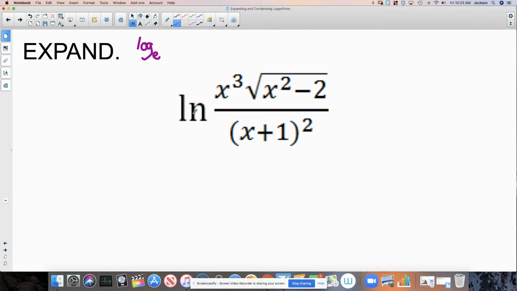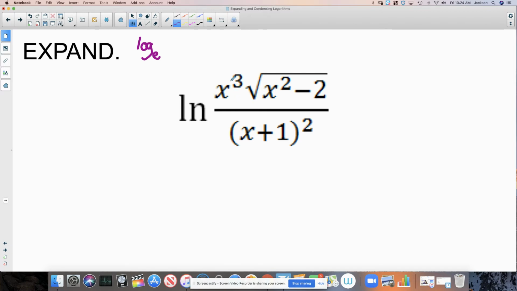Okay. So keep that in mind. Ln represents the natural log, or the log of base e. Now, inside this log, we have this quotient. Okay. And again, there's no parentheses here. Okay, there's a whole lot going on. There's a radical, there's exponents. Okay, there's binomials. It's nuts.